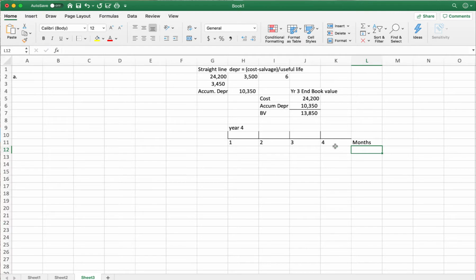Okay, very important that we understand this time frame that we're looking at. Okay, so for A, I need to debit, and I'm just going to merge and center here. And I'm just going to kind of create our journal so we can do our debits and credits.